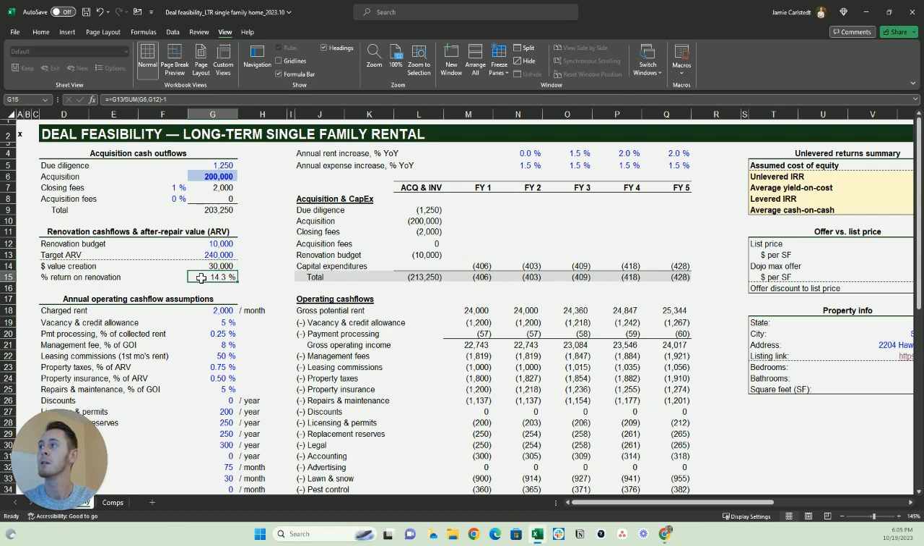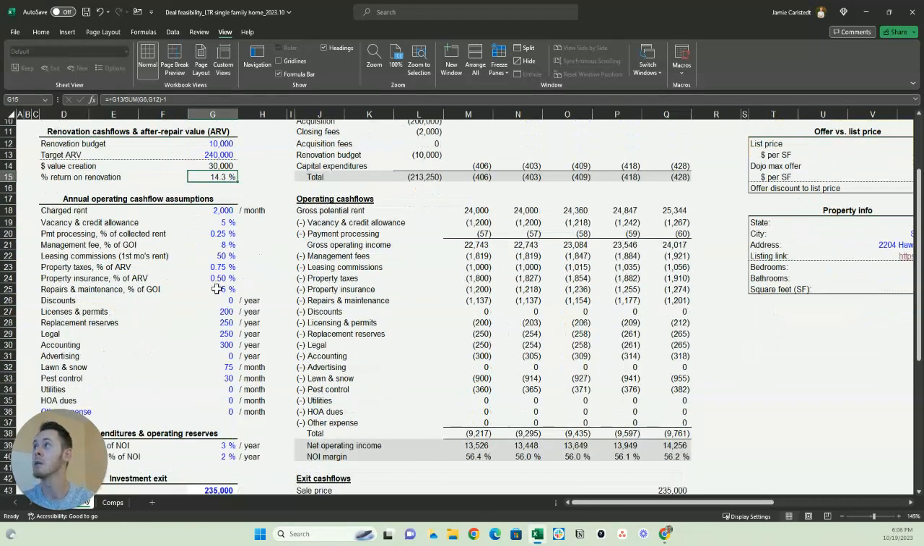That's great. So this 14.3% return on renovation is G13, which is here, the targeted ARV, the new value of the property, over the sum of what we initially invested, which is the $210,000 here. We're subtracting 1. That shows our increased value as a percentage for the deal on just the renovation.